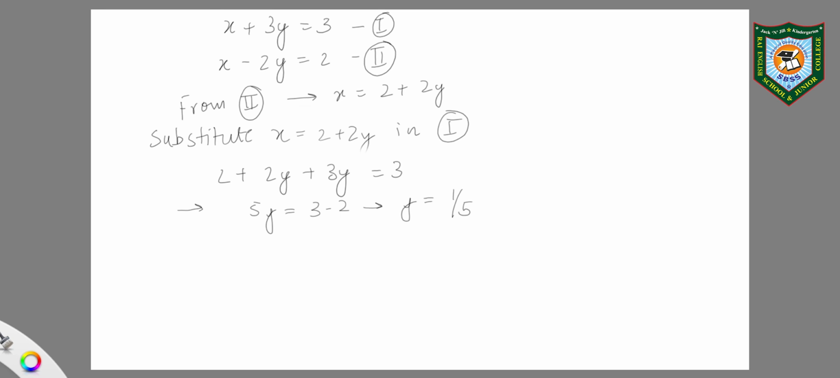Now once I have y is equal to 1 by 5, I can substitute this in any of the equations and I'll get my solution. So now substituting y is equal to 1 by 5 in equation 2, that gives me x minus 2 into 1 by 5 is equal to 2, which implies x is equal to 2 plus 2 by 5. As minus 2 by 5 goes to the right hand side, the sign changes, so this becomes x is equal to 12 by 5.